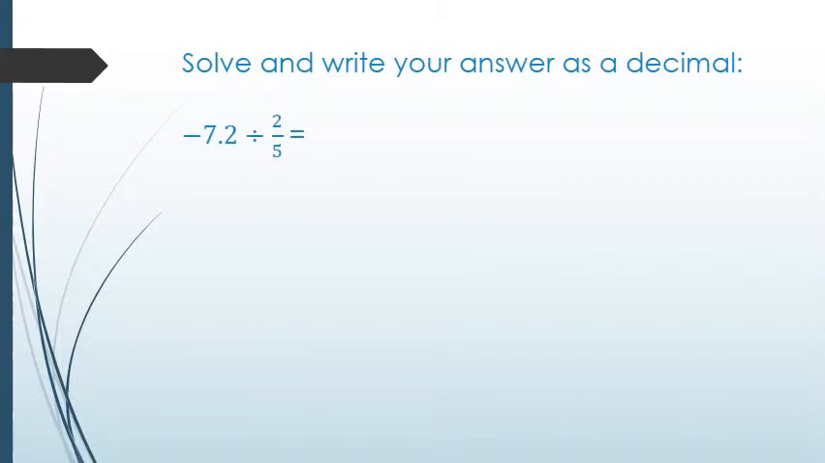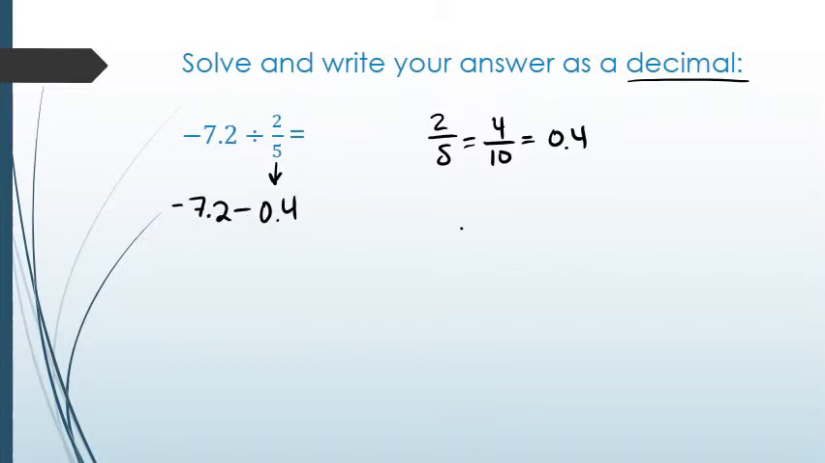Now we have another problem to solve and write our answer as a decimal. See what you get and then check back on your answer. Since I'm going to write this answer as a decimal, it probably makes sense to change this fraction into a decimal. So again, remember that 2/5 is equivalent to 4/10, which is equivalent to 0.4. So I have -7 and 2/10 divided by 4/10. So I'm going to set up long division. So I have 7 and 2/10 on the inside, because that's what I'm dividing, by 4/10 on the outside.